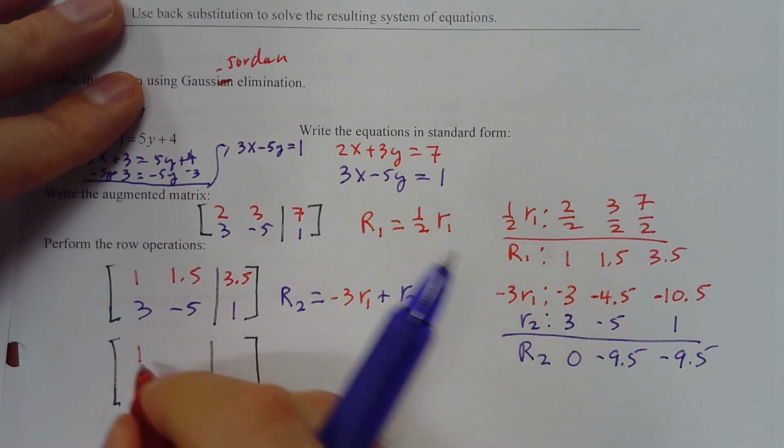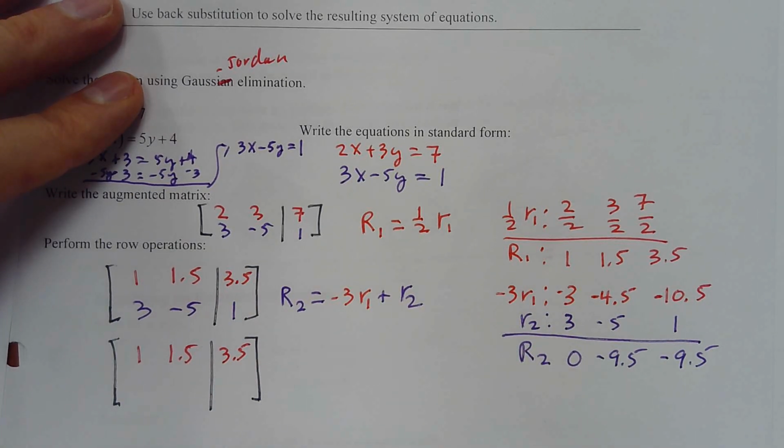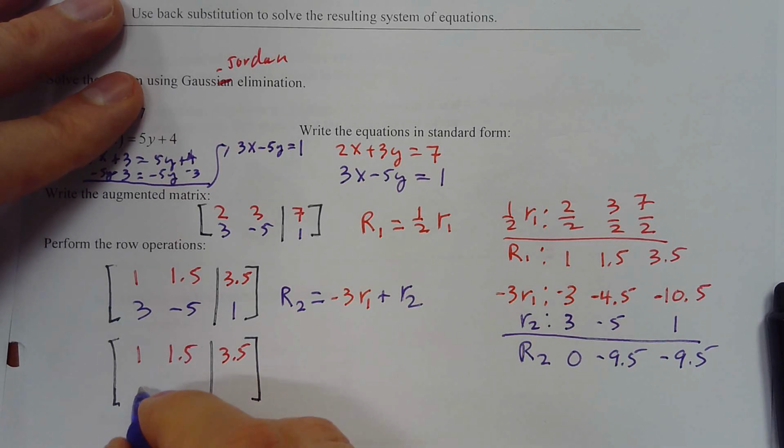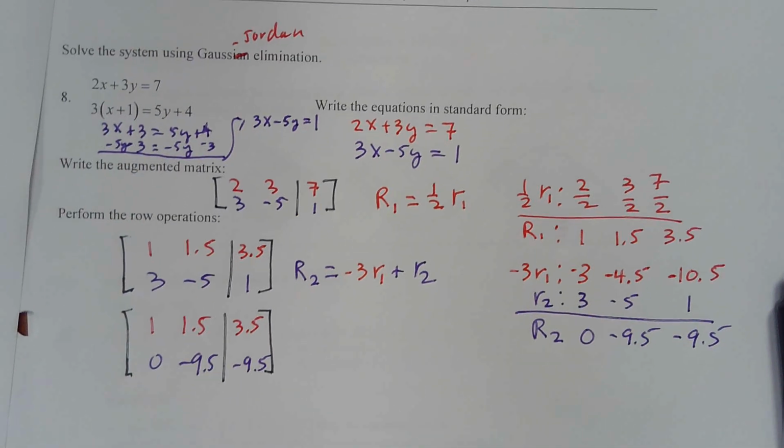So this is 1, 1.5, 3.5. This is 0, -9.5, and -9.5. All right, so now we've completed step 2.